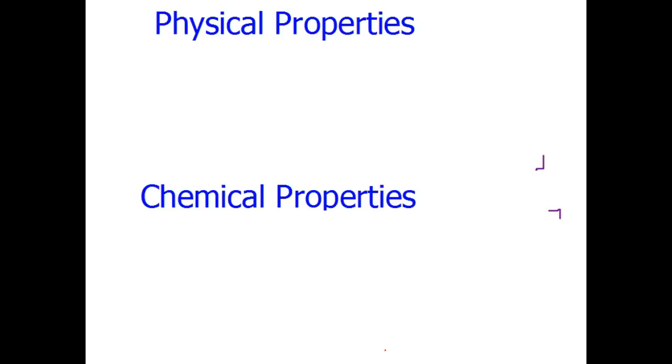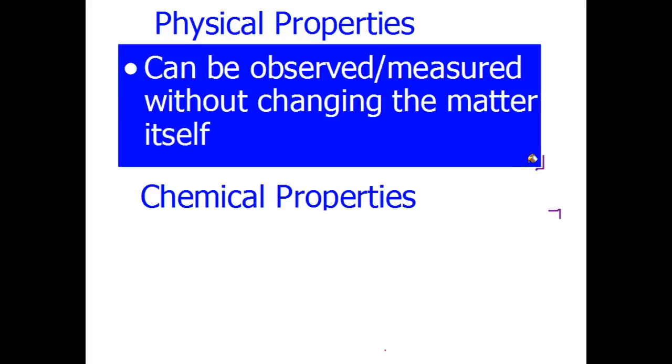Now, let's write down the definition of both physical and chemical properties. Go to the next clean page in your matter section. Write down physical properties, skip about 4 lines, and write chemical properties. A physical property is one that can be measured or observed without having to change the matter itself.